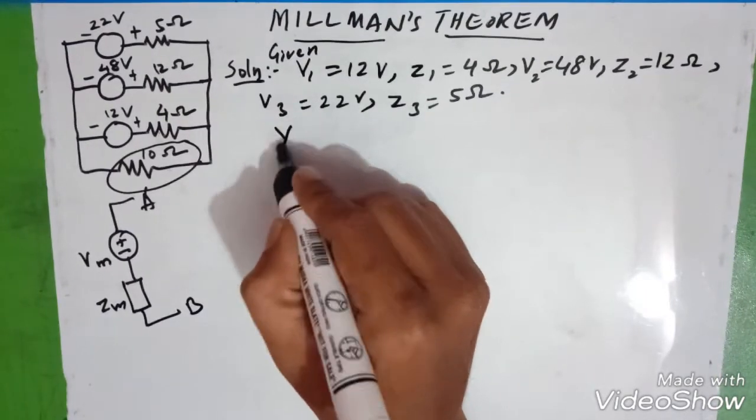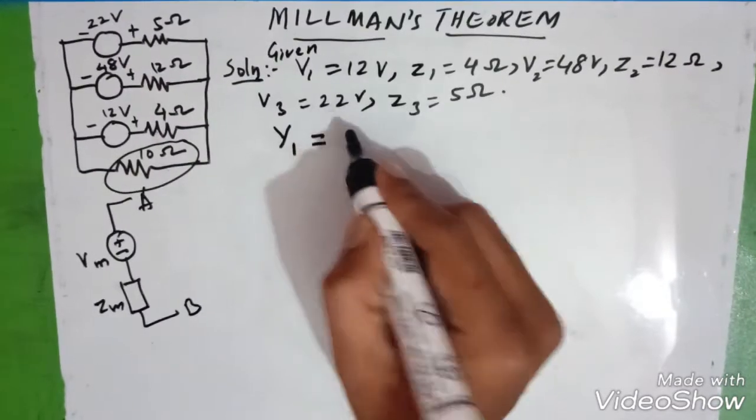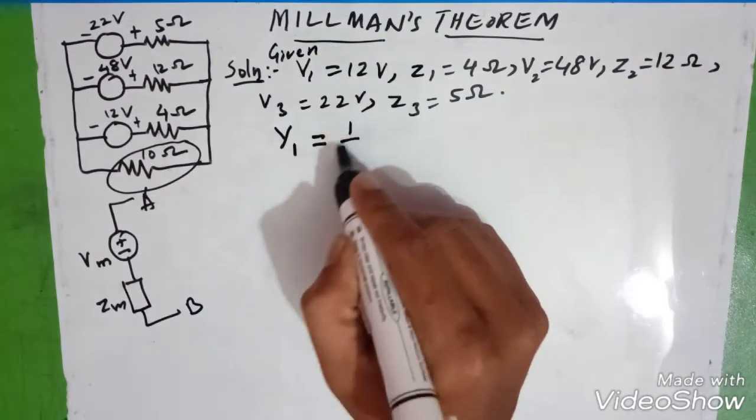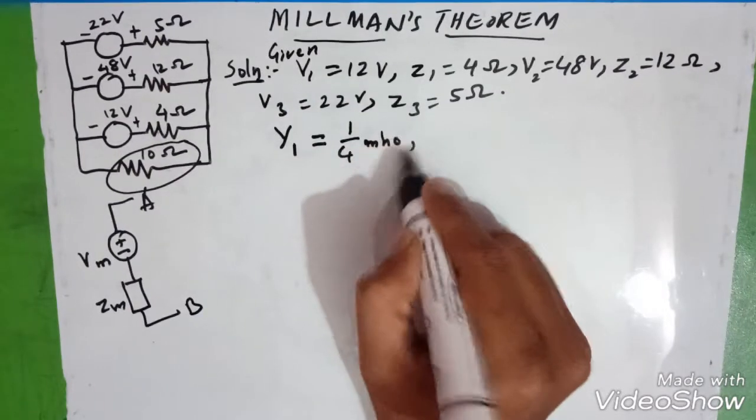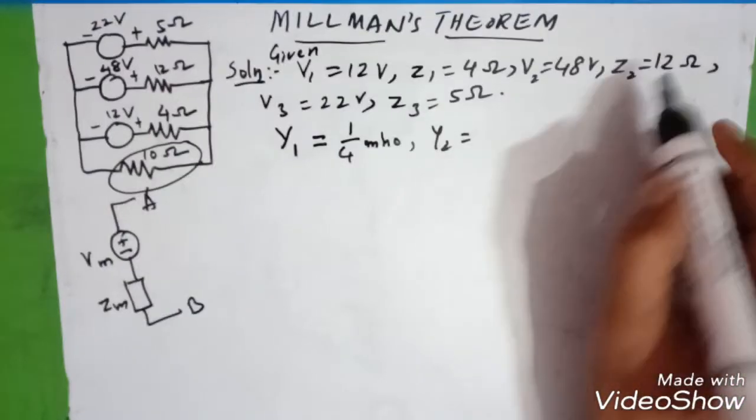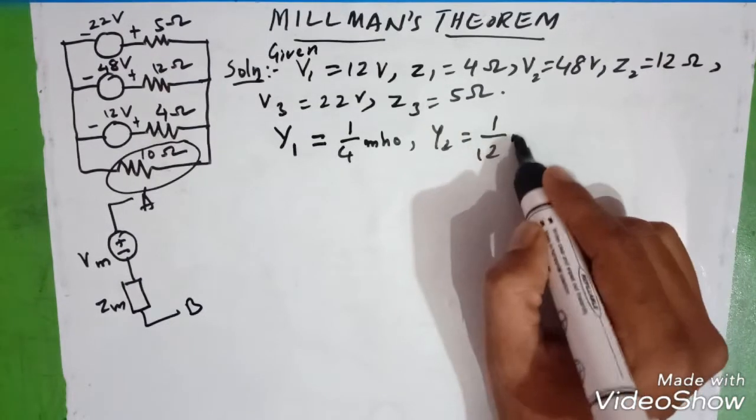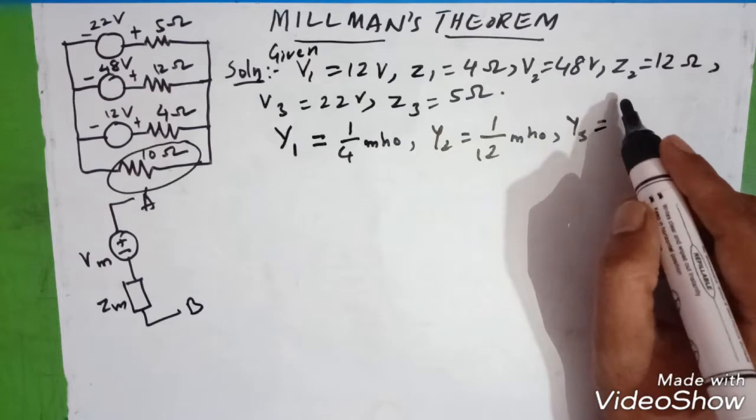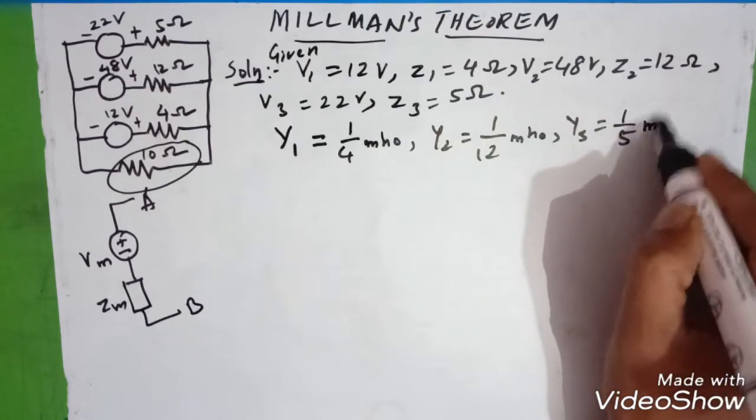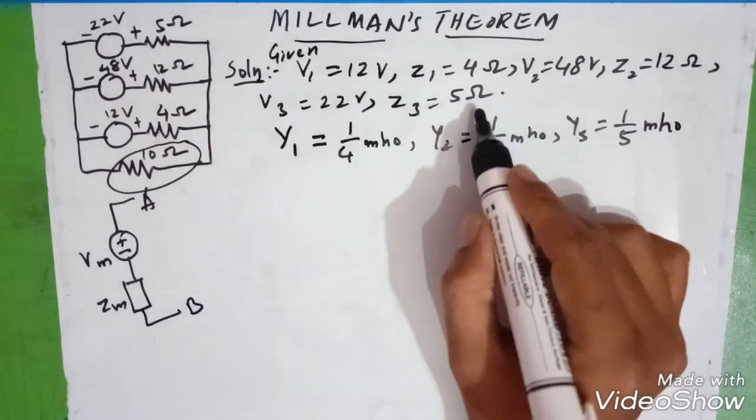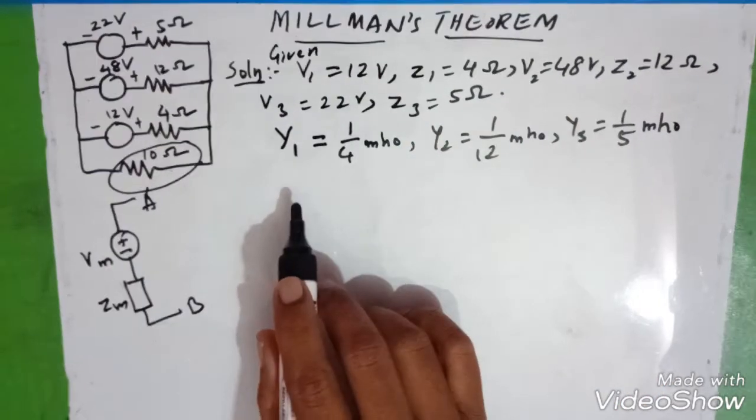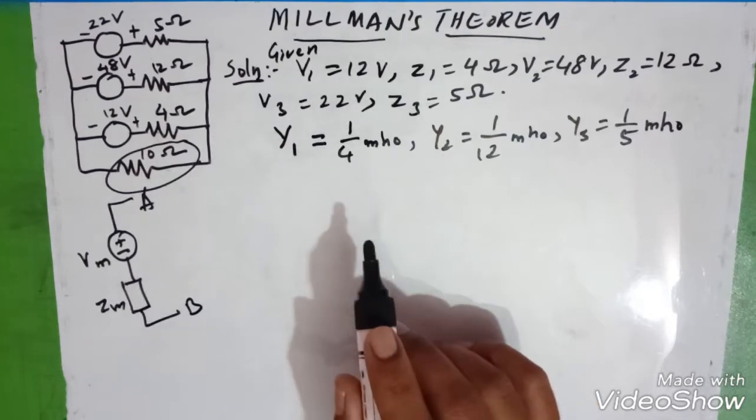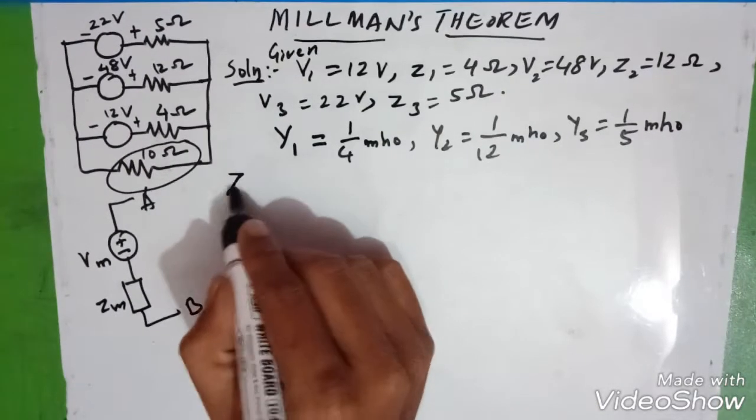Then first you need to calculate the admittance. Y1 is nothing but the reciprocal of Z1, which is 4, so 1 by 4, the unit is mho. And Y2 is 1 by 12 mho. Y3 is 1 by 5 mho. That's the reciprocal of the impedance. So according to Millman's theorem, we need to replace it with the equivalent voltage source and impedance across the 10 ohm.